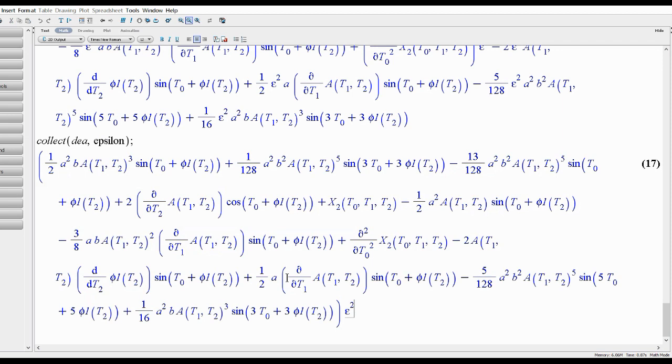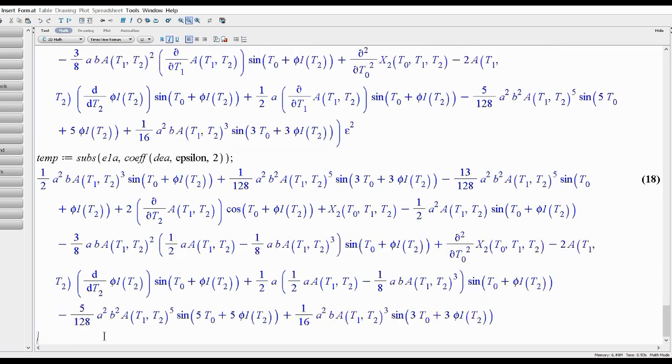Now over here there is still a partial derivative like this. So what I will do now is I will say temp equals substitute E1A in the coefficient in dEA of epsilon 2. Okay, so that's a bit simpler. And now there should be x2 here, and when we look for it we find it, and there should be a second derivative of x2, which is x2 double dot. And so this again is a harmonic oscillator.